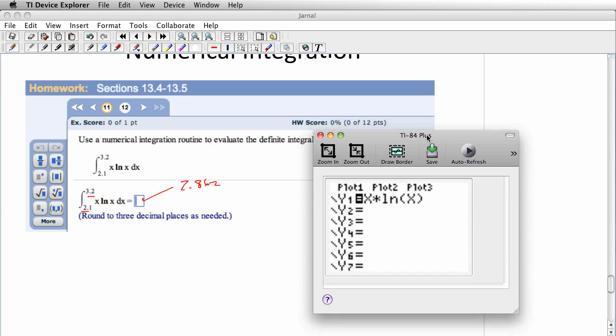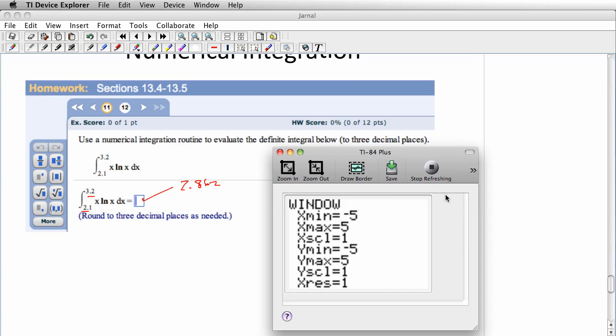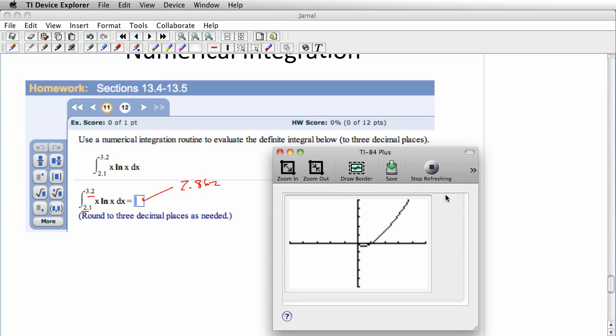So here's the screen of my calculator, going to my y equals menu and typing in the function x times log of x. I have my window set from -5 to 5 instead of -10 to 10, as my standard window would be, in both the x and the y direction, and that gives me a little bit better picture of the graph. Now, the calculator will estimate this integral for us using a command on the calc menu.